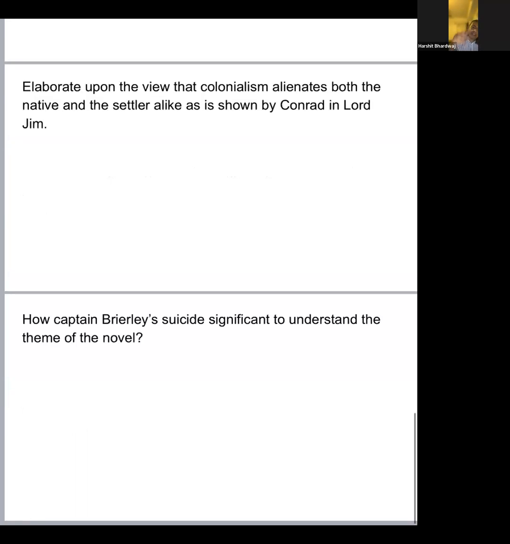And how Captain Brierly's suicide is significant to understand the theme of the novel. His suicide might come across as just one of the events, but there is huge significance to that event. What is that?